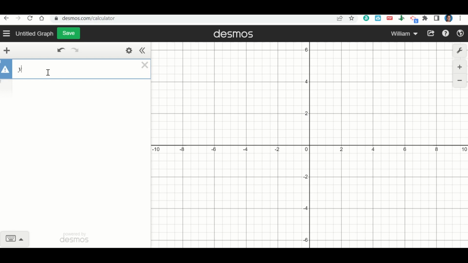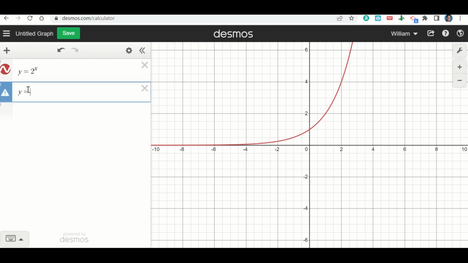So let's say it was y equals 2 to the x. Well, as we can see, it graphs it for us. It shows us what the curve looks like. And we can enter any equation in here. Let's say we had y equals 1/2 to the x minus 5 power. Well, now it has our new equation with our curve going down, and it is half as steep, right? And we can see that it's slid over to the right.